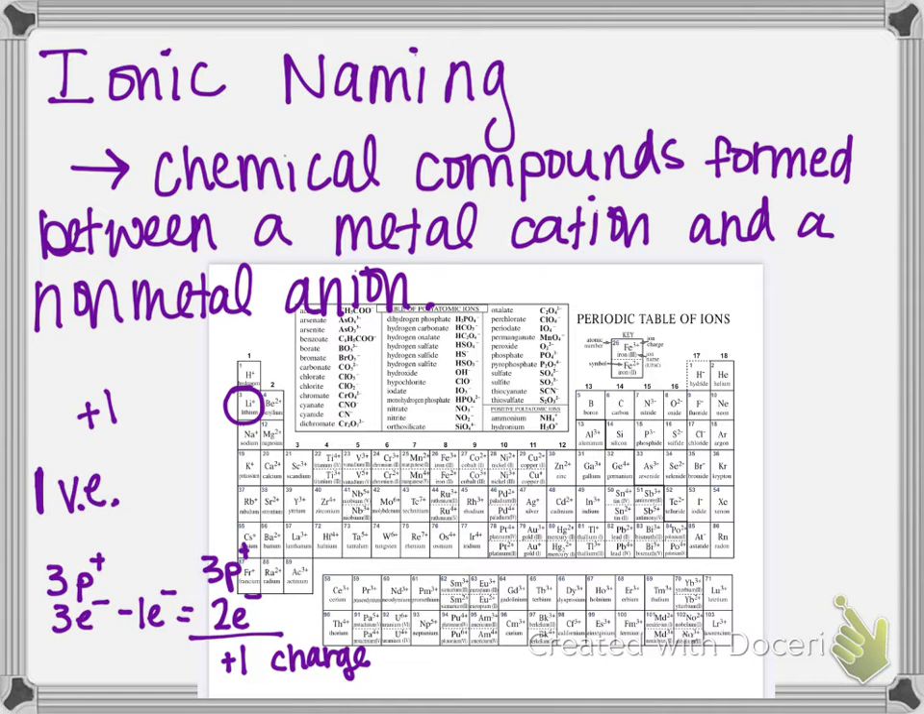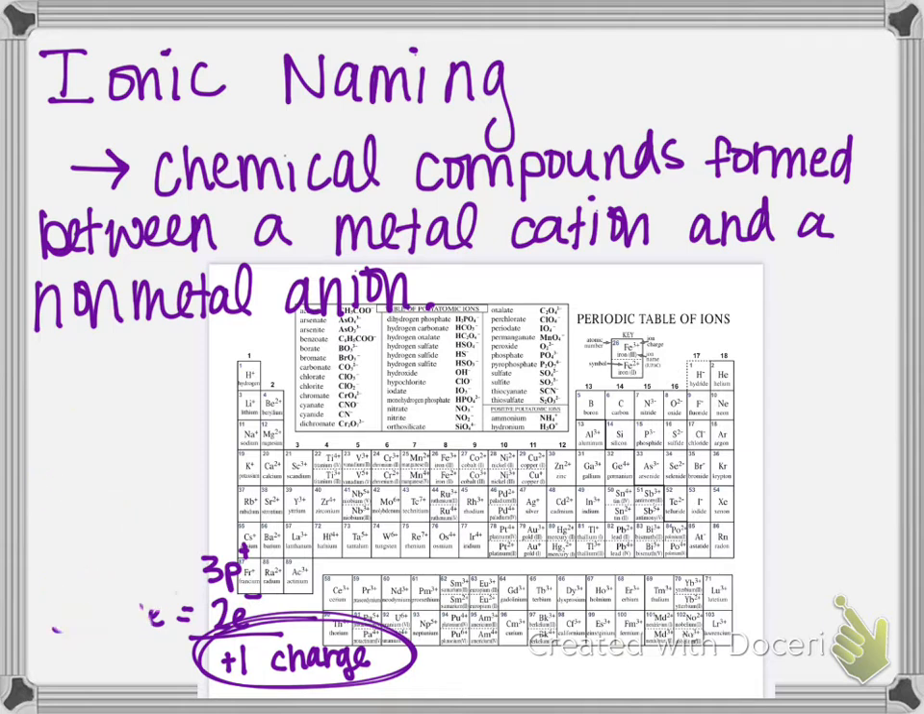They readily and very quickly give away their valence electron, their single valence electron. They give it away, and so now they are short 1 electron, which leaves them with a +1 charge. That's how the charge is determined.